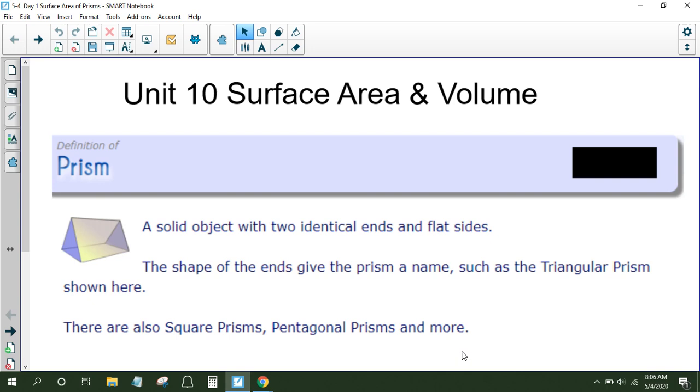So first of all, we're going to be talking today about the surface area of a prism. A definition of a prism is a solid object with two identical ends and flat sides. The shape of the ends give the prism its name, such as a triangular prism shown here. And we can also have square prisms, pentagonal prisms, and more.